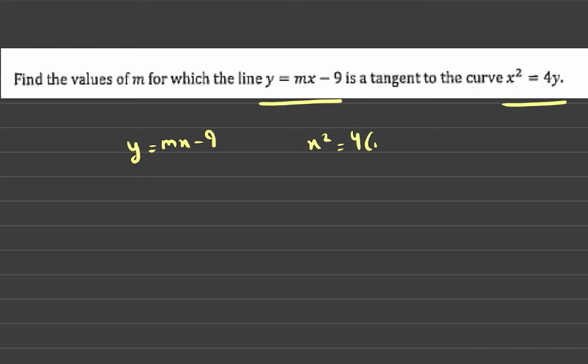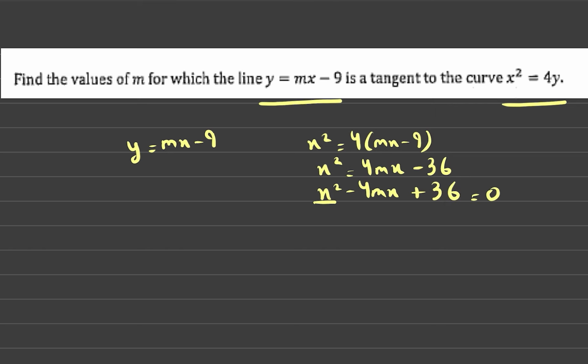in the other equation. So it's going to become what? x squared is equal to 4mx, 4 into minus 9 makes what? Minus 36. Now let's shift everything on one side, making sure x squared is positive. Do you get this?